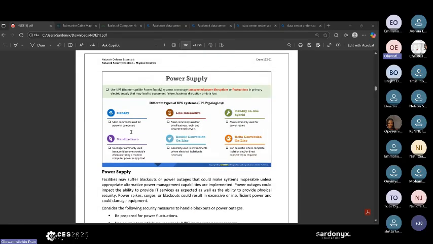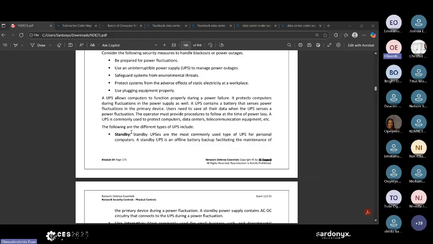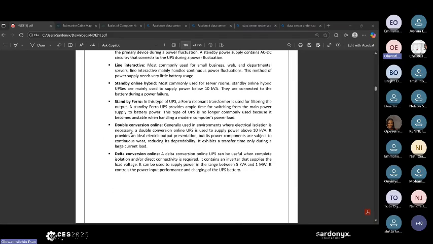They also have power supply. We have the standby, we have the delta conversion, double conversion. You can read up on all the power supply types. We now have solar systems also.